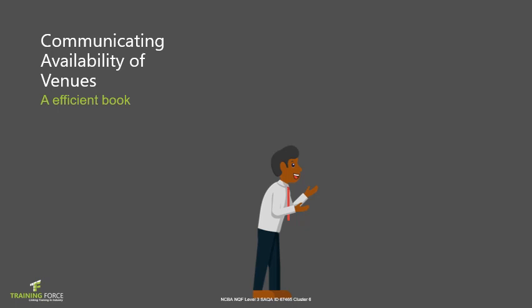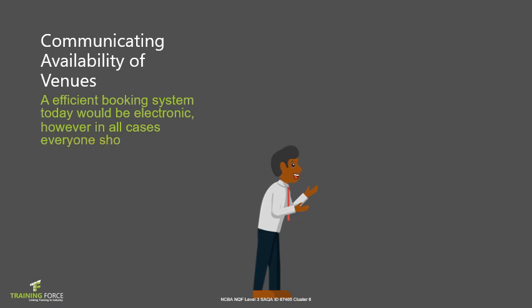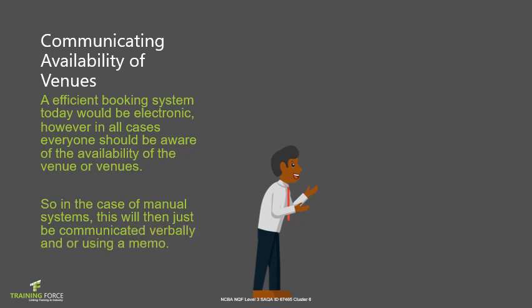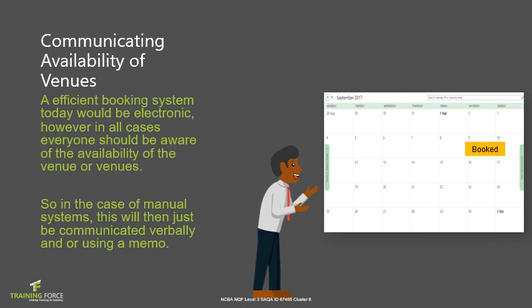An efficient booking system today would be electronic. However, in all cases, everyone should be aware of the availability of the venue or venues. So in the case of a manual system, this will then just be communicated verbally and or using a memo. With electronic diaries today, it is very easy to keep everyone informed.